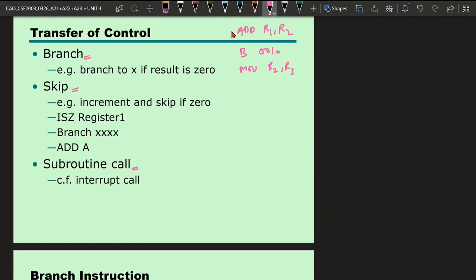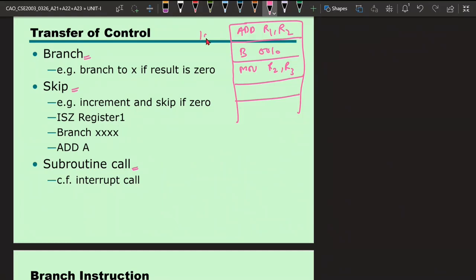Once the CPU is going to execute this instruction, the execution will be with respect to its address. So this will be saved into memory. In that memory, these instructions are saved at a particular location.